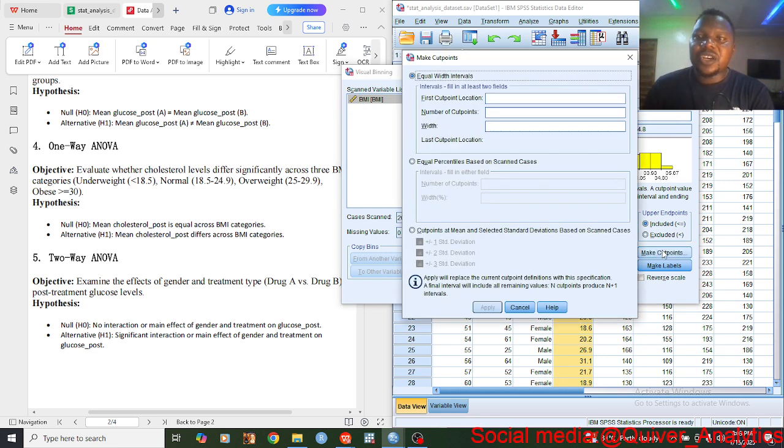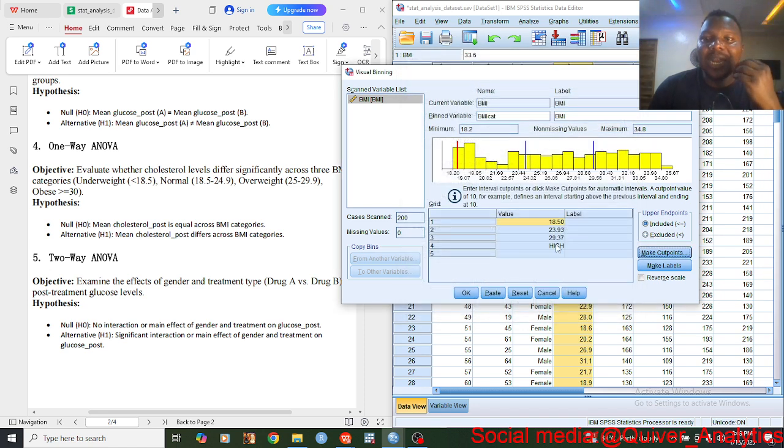Now make cut points. The first cut point should be at 18.5. Because we want four categories, we'll have three cut points. If you want to divide a loaf of bread into four, how many times are you going to cut? You cut three times. The width is calculated automatically. Apply. So let's see if this calculation is correct.